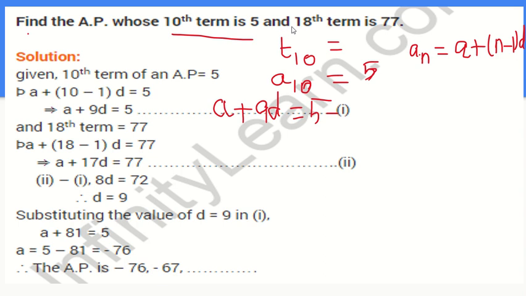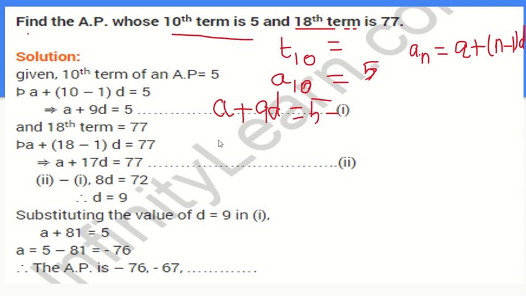Next, what is the thing they have given over here? They said very clearly we have to find the AP. When a sequence has a common difference that is constant, then you will get an AP. That is the definition we read previously. But they have given some terms over here, through which we have to find a and d, and we can form an AP.